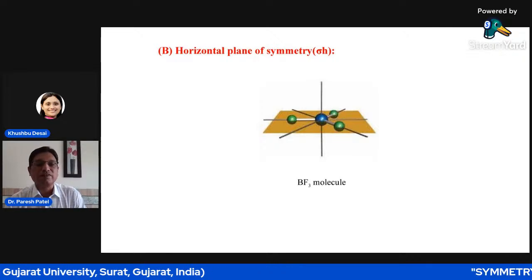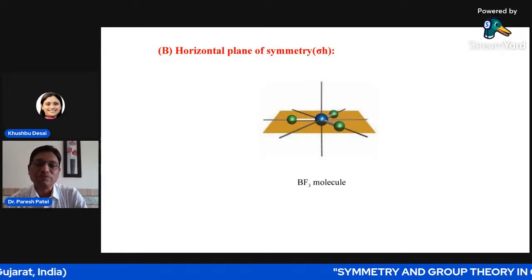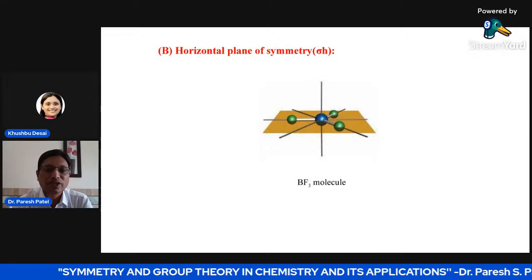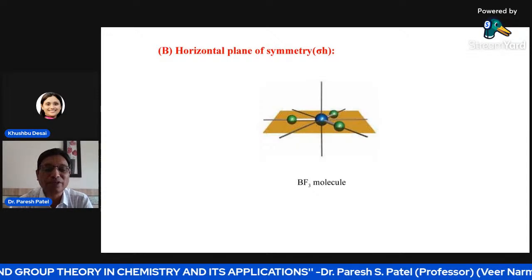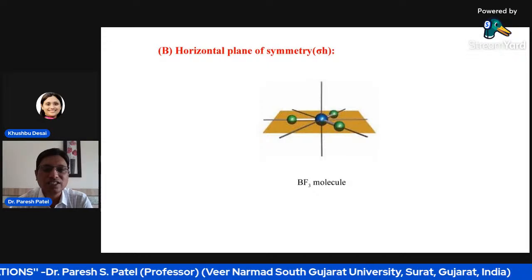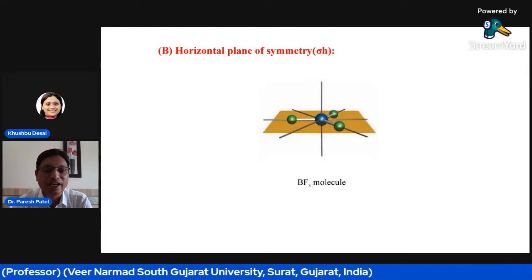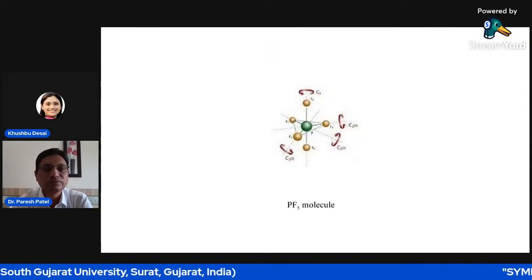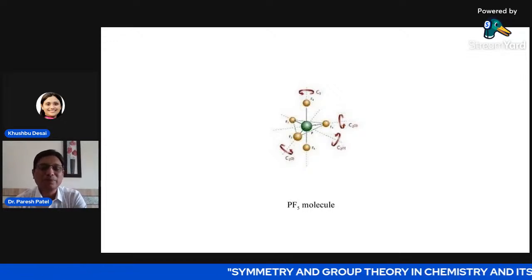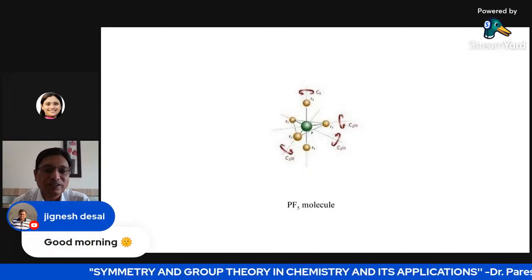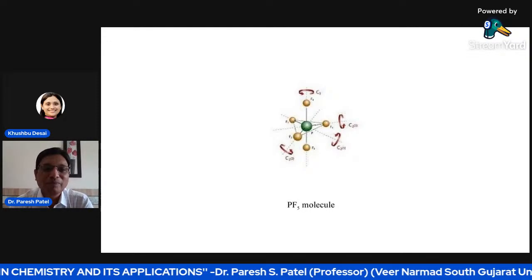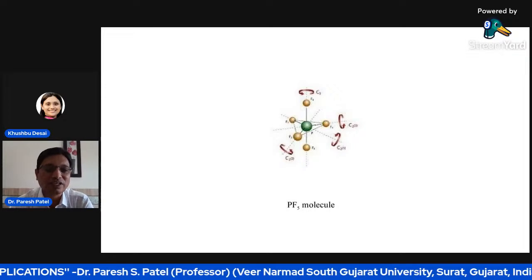The second type of plane of symmetry is the horizontal plane of symmetry, and this type of symmetry can be recognized as sigma h. In this case, the plane is perpendicular to the main principal axis, so this type of symmetry can be recognized as a horizontal plane of symmetry, symbolized by sigma h. Next one. This is the PF5 molecule. In this PF5 molecule, the plane is perpendicular to the main principal axis. So this plane of symmetry can be recognized as a horizontal plane of symmetry.